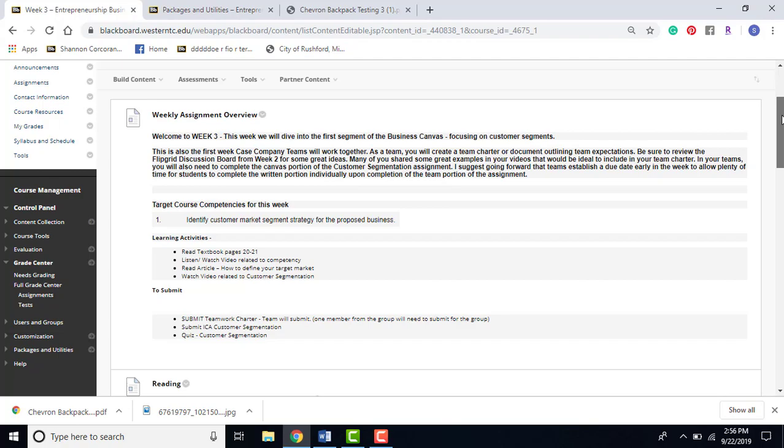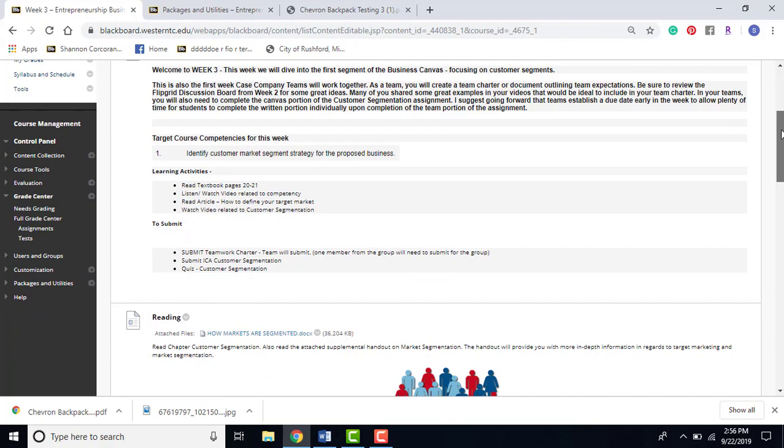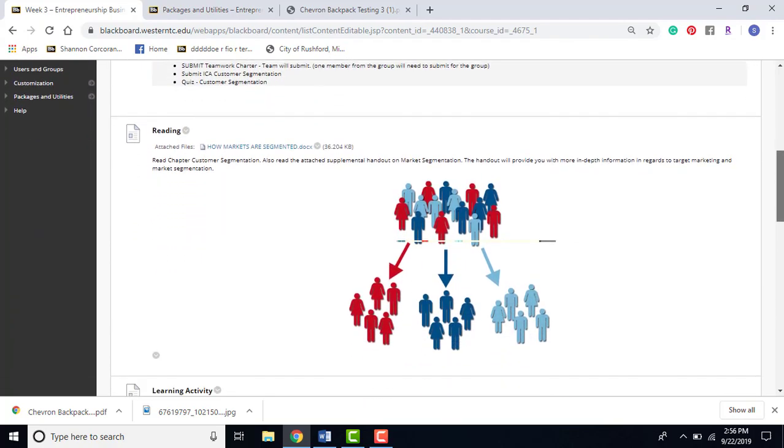Again, customer segmentation goes along with target marketing that you've already covered. It goes along with your customer growth strategies that many of you have already taken. So it should just be review. However, I still see that students struggle every year.